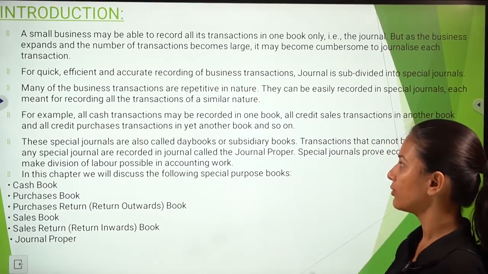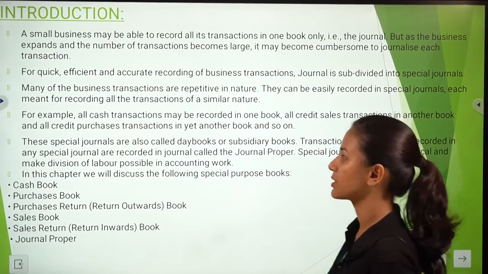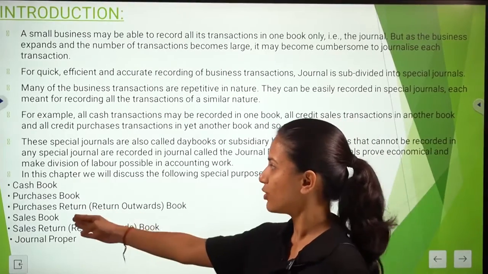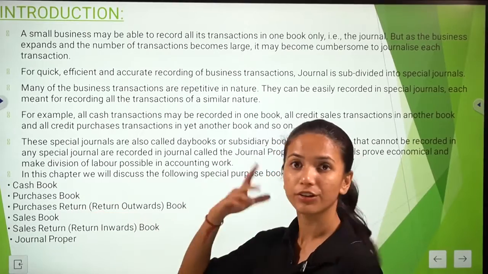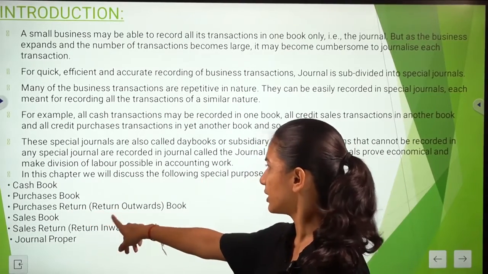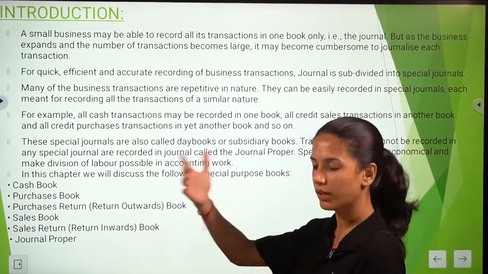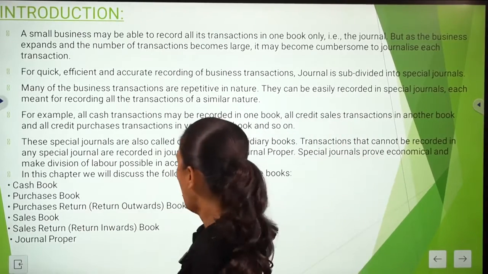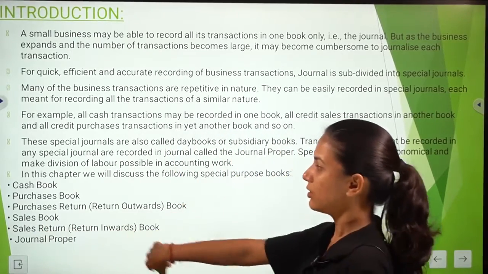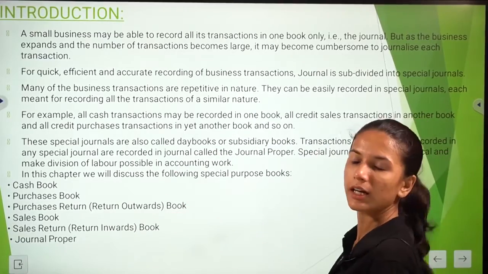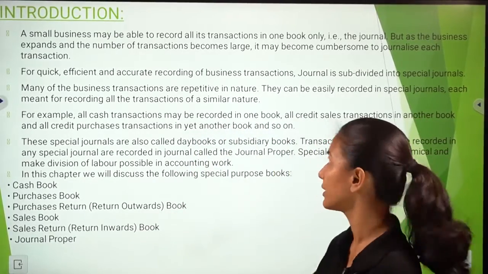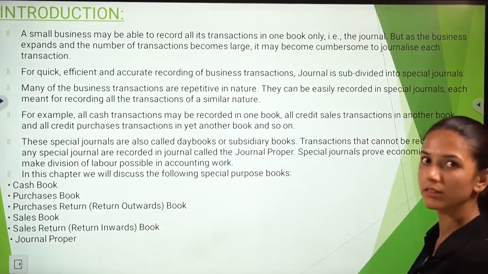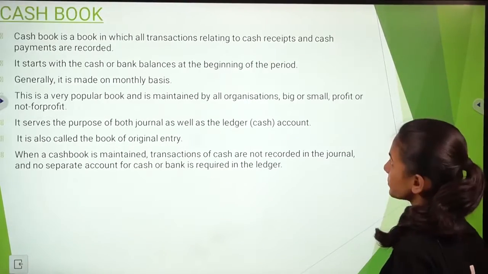In this chapter, we will discuss the following special purpose books. What are those? Cash book, purchase book, this is for your credit purchase, then purchase return, that is your return outward book, whatever purchase you are returning, sales book, sales return book, and journal proper. These 6 books fall under the subsidiary books, which we are going to learn in this 4th chapter.